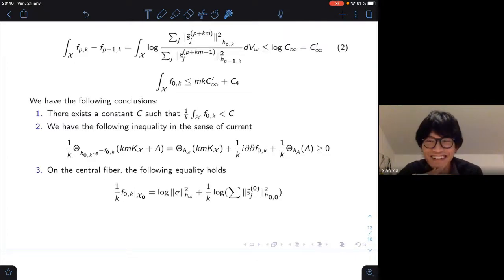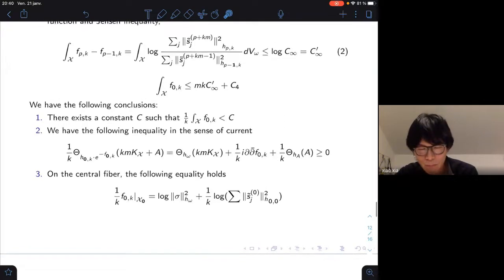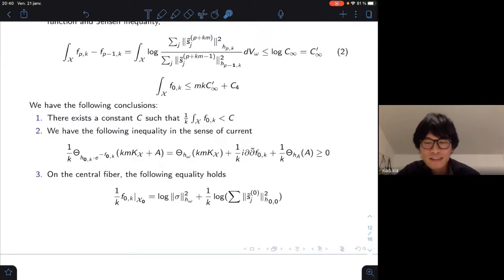Any questions? Sorry, I know it's very analytic and a lot of symbols, so maybe very confusing. So that's what I wanted to talk about. I guess now it's time for questions.